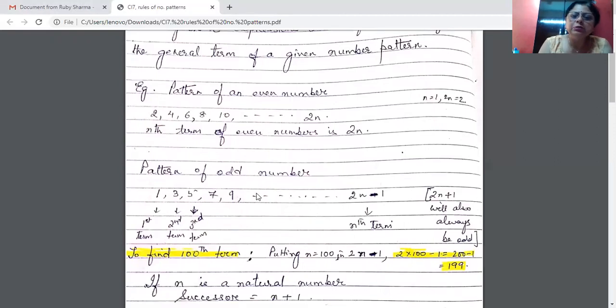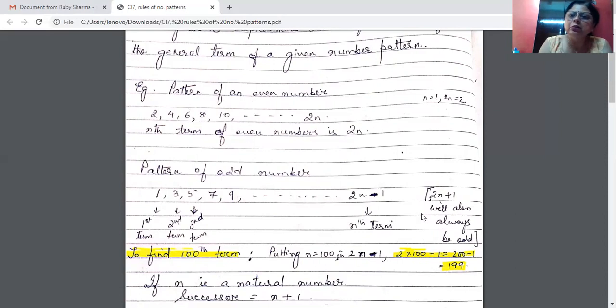Now for odd numbers, now these are all odd numbers, but you can also find the value of any term. Now suppose the first term is 1, second term is 3, third term is 5. So if you observe, 2 minus 1 is 1, 4 minus 1 is 3, 6 minus 1 is 5. That means the nth term is an even number minus 1. So this pattern we know is 2n. So 2n minus 1 will give you the nth term.